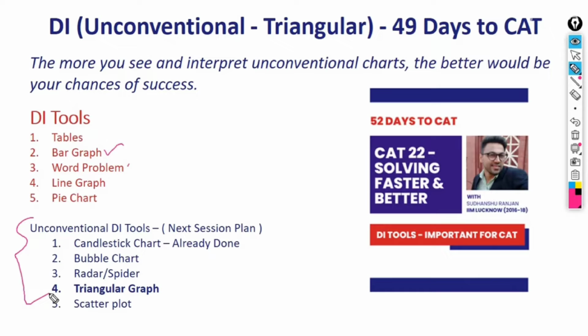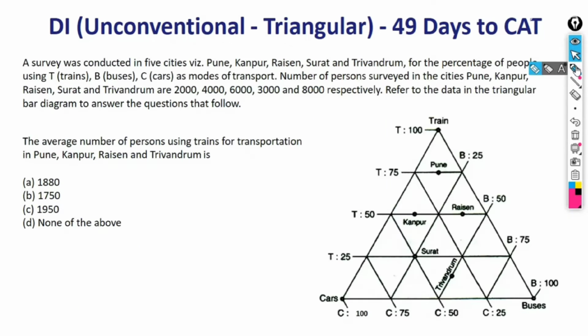For example, candlestick chart, bubble chart, radar chart, which has become active in CAT and XAT in the last 3-4 years. Another such graph, which may become a part of CAT, or even if it doesn't, helps us prepare better for CAT, is a triangular graph. Let's have a look at triangular graph today and understand how to interpret it. It's important that we understand it before the exam rather than seeing it for the first time in the CAT exam.